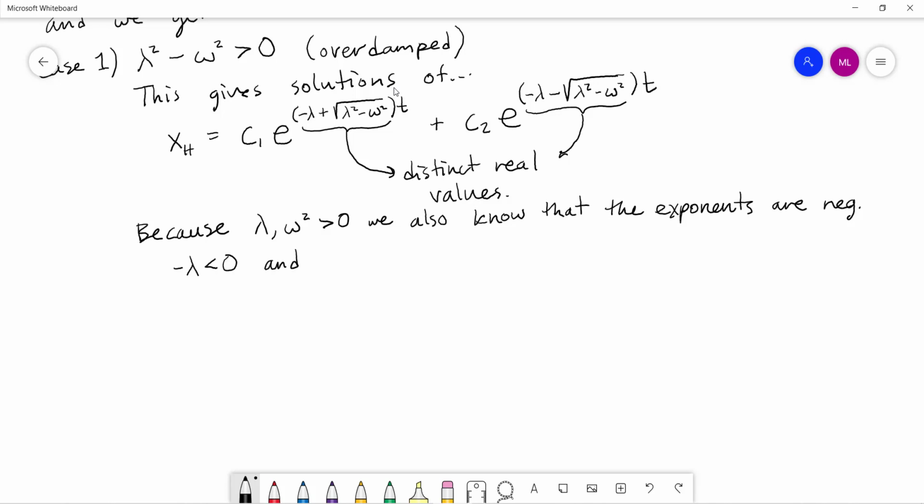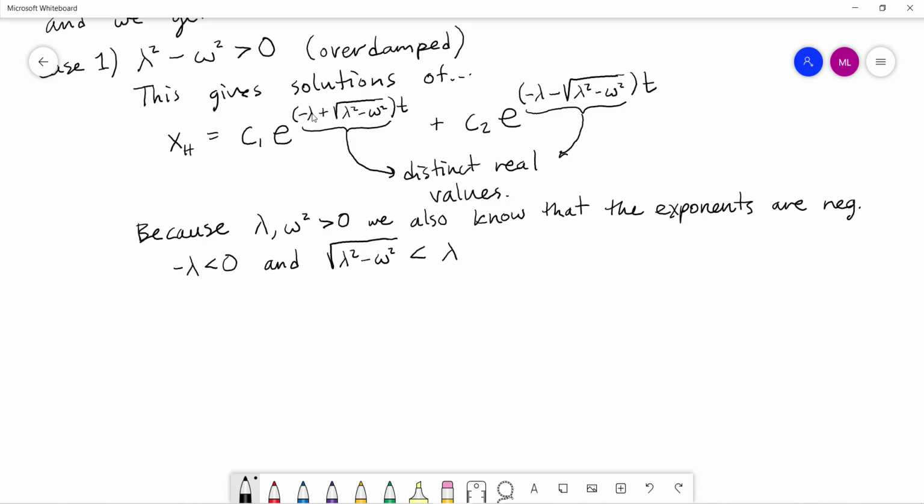And we know that this term, the square root of lambda squared minus omega squared, is less than lambda. How do I know this? Well, we are taking a term that's positive, lambda squared, and subtracting some omega squared from it. So lambda squared minus omega squared is necessarily going to be less than lambda squared, and then we're square rooting it. So if the term inside the square root is less than lambda squared, then the whole square root will be less than lambda.